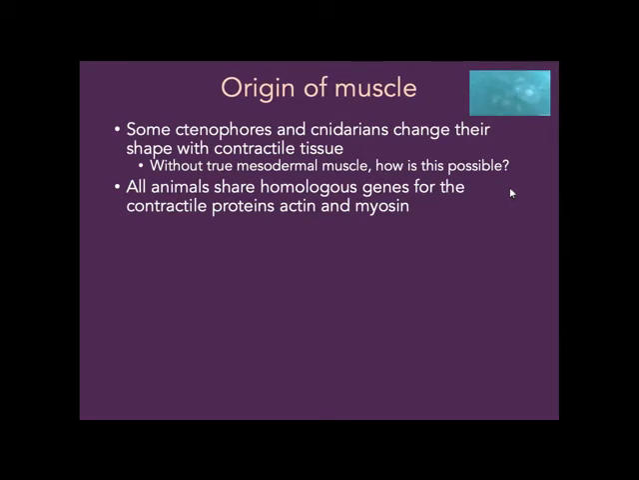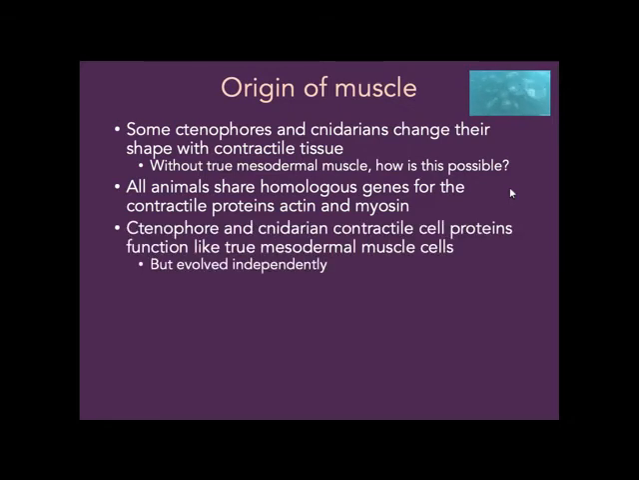Okay, so that's actin and myosin. All animals share homologous genes for those proteins that make up muscles. So ctenophore and cnidarian contractile cell proteins function like true mesodermal muscle cells, but they evolved independently. They inherited the genes for the proteins from a common ancestor, but not the full muscles themselves. So they independently evolved a different kind of muscle cell using the same proteins.